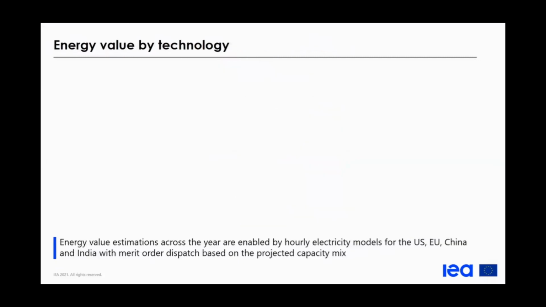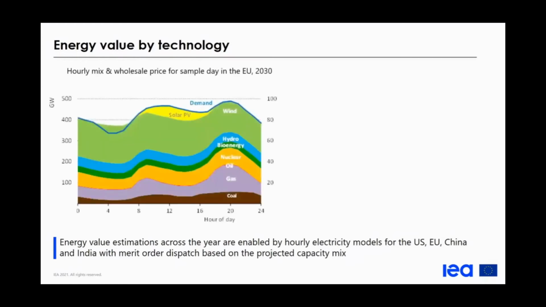So the energy value is the one that really has the most impact. Selling electricity is today the largest source of revenues in competitive markets. And of the three categories of values I showed earlier, it is the energy value that changes the most across technologies. So showing now some hourly outputs with demand trends over the course of a sample day in the European Union in 2030. You can see these demand trends represented by the blue line. And you can also see the various supply technologies that contribute to meeting that demand.